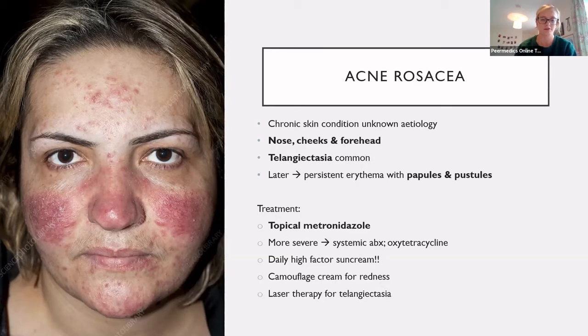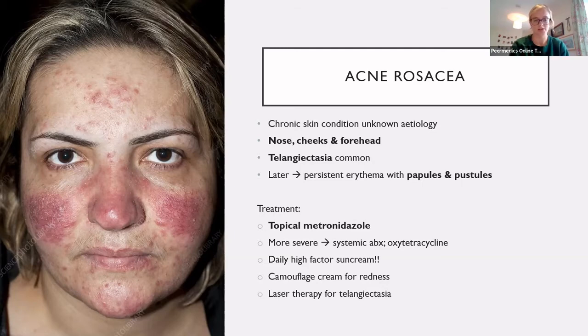Don't know if you can see it very clearly, but you can see on our cheeks especially, there's telangiectasia as well. So just those really prominent blood vessels. That's another way to differentiate it, commonly seen. We don't really know what causes this, and black skin doesn't tend to be affected by it. So we treat it with topical metronidazole.